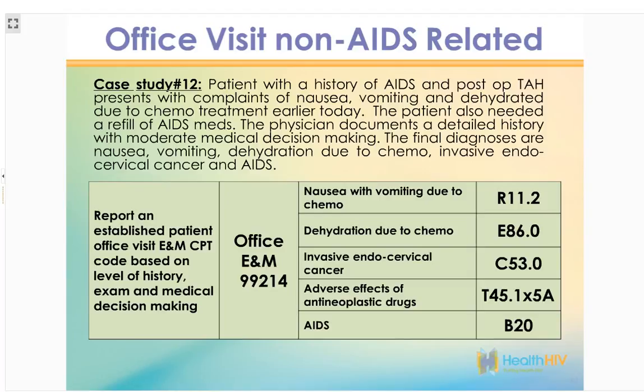They had an adverse effect of the cancer drugs. That's your T45.1X5A. And the last two, which you only see one here, B20 for the AIDS. And then there's a prescription refill code. I don't remember it off the top of my head, but it should be at the end on some of the other slides.